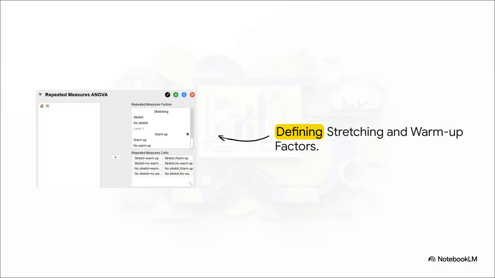Setting up that first step in the interface is a total breeze. We define factor 1 as stretching, with stretch and no stretch levels. Then factor 2 is warm-up, with warm-up and no warm-up levels. From there, it's just seamlessly dragging and dropping our specific data columns right into their matching cells.